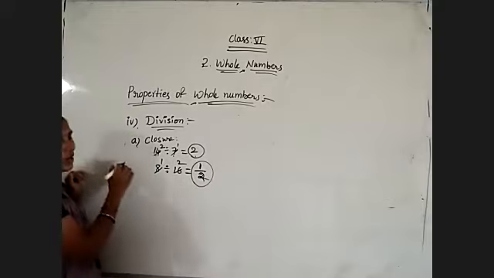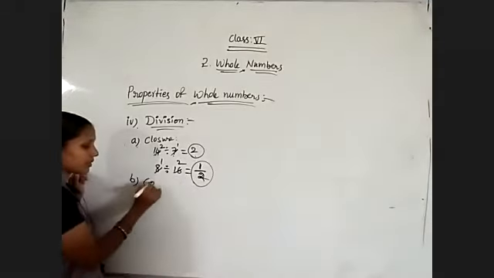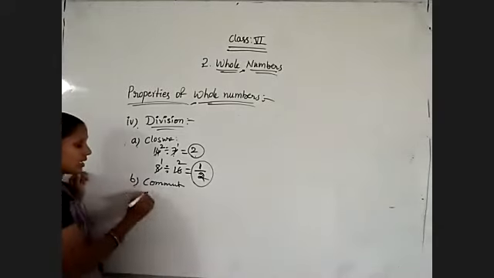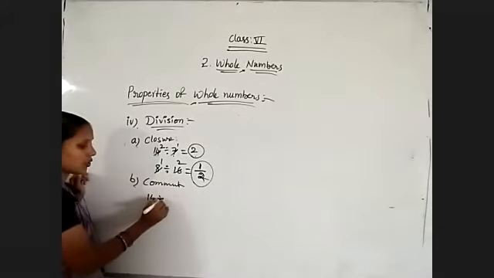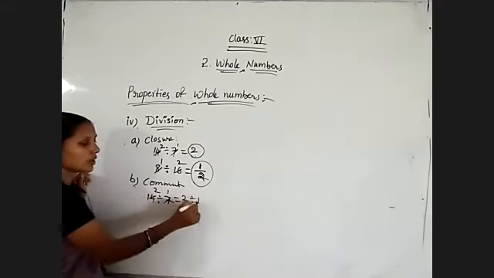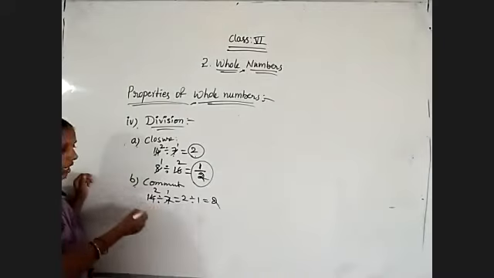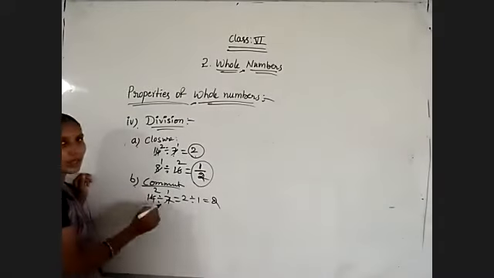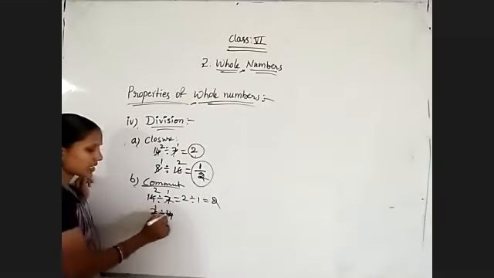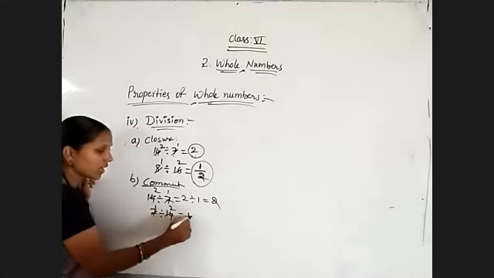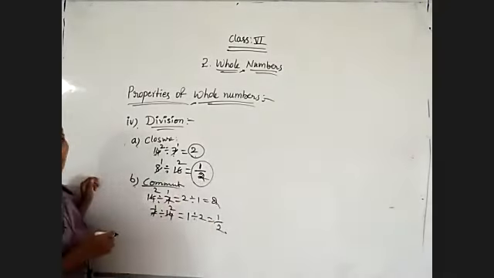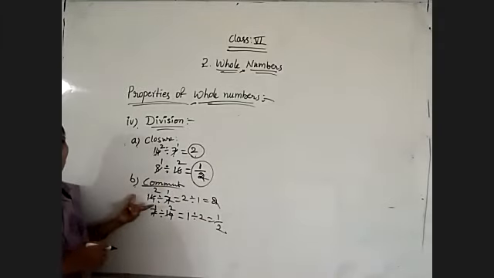Another property is also not suitable. Just observe commutative property. According to commutative property, whatever numbers we take, we take 14 by 7. 7 ones are 7, 7 twos are 14, which is equal to 2 by 1. 2 by 1 is nothing but 2. Now according to the commutative property, we need to change the order. 7 divided by 14. 7 ones are 7, 7 twos are 14. Here numerator is 1 divided by 2. That is nothing but 1 by 2. 2 is not equal to 1 by 2. So commutative property also not suitable.